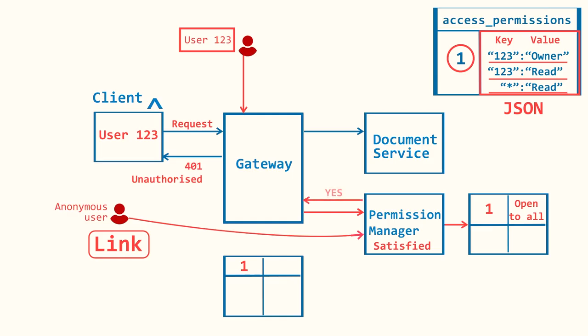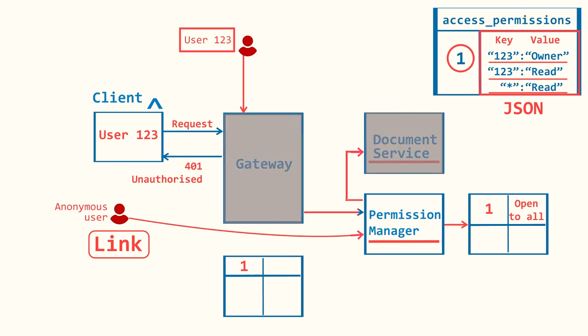Even if you want to create a document, just go to the permission manager. The permission manager is going to say, okay, you're allowed to create a document, and you go ahead and add that to the document service database. We can decouple the gateway from the document service completely. We can remove all communication here and scale this service independently and scale the document service independently. That's a benefit of a microservice architecture.